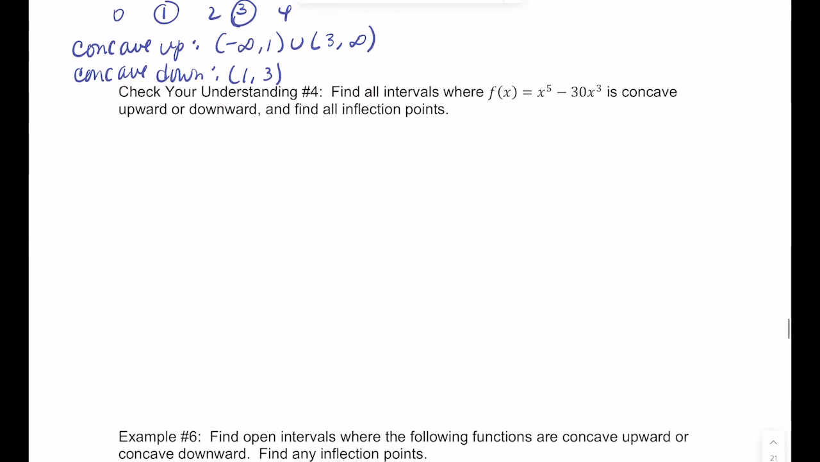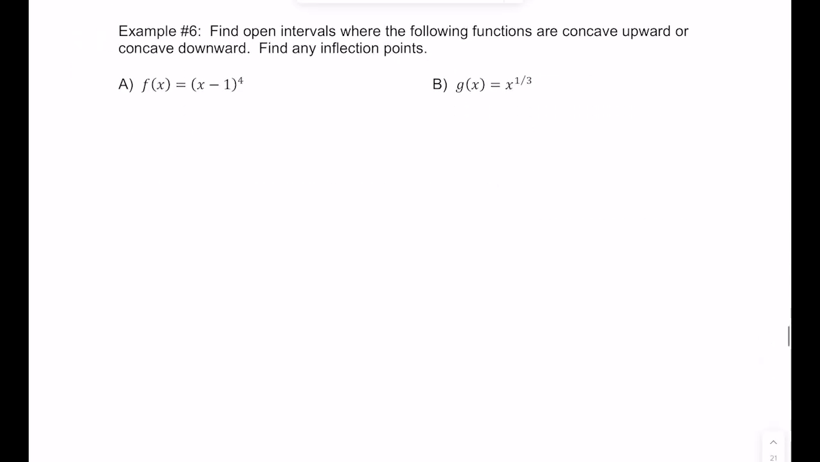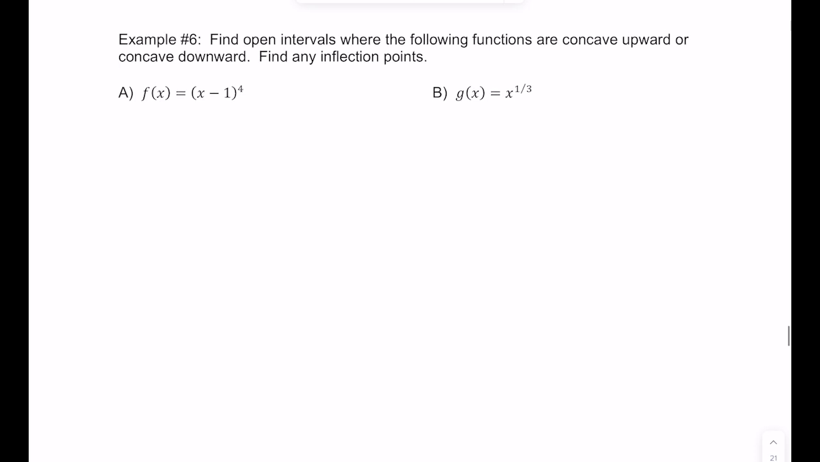All right, you can pause the video and look at the check your understanding number 4, and then unpause when you're ready to look at example number 6. So here we're trying to find open intervals where the following functions are concave upward or concave downward, and then find any inflection points.